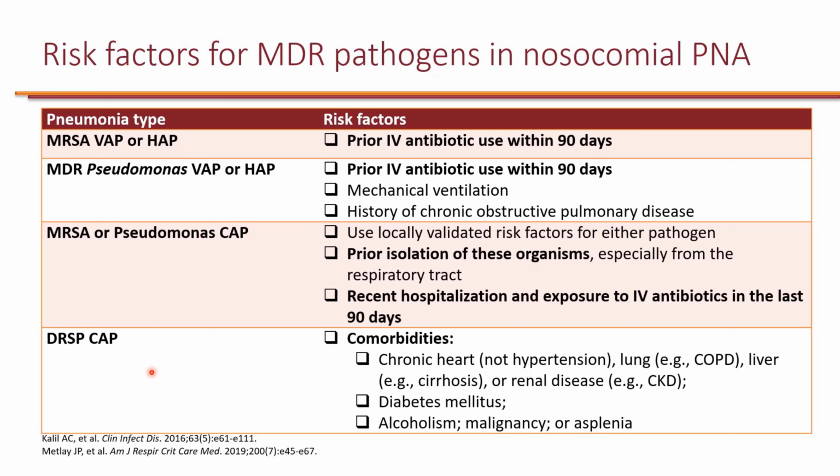And of course, because Streptococcus pneumoniae is the number one cause of community-acquired pneumonia, there are also risk factors for drug-resistant strep pneumo. So comorbidities, specifically chronic heart disease, such as heart failure, chronic lung disease like COPD, chronic liver disease like cirrhosis, and chronic renal disease like CKD, these are likely to select for drug-resistant strep pneumo. So you can see that these patients, including patients with diabetes, alcoholism, malignancy, and asplenia, they're more likely to be exposed to healthcare settings. So they're at risk of having drug-resistant strep pneumo.